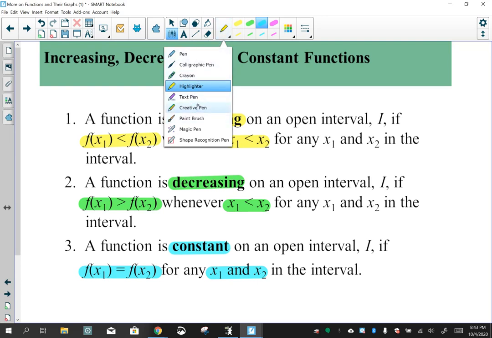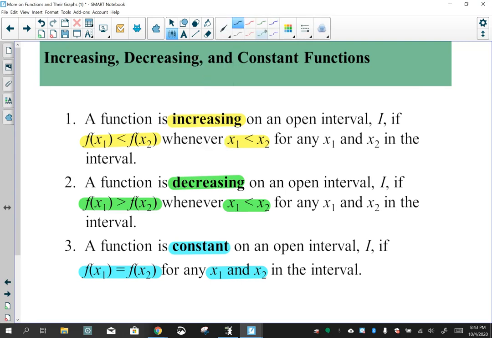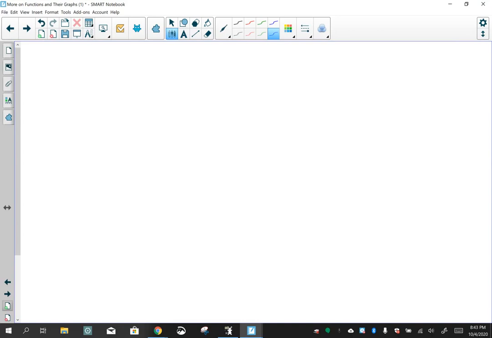Now, on some of these, you might actually have to prove that it's increasing, decreasing, or constant. In order to be able to do that, you need to remember this formula right here: y2 minus y1 over x2 minus x1. So if they ask, am I increasing, decreasing, or constant over this interval, you are literally going to use the slope formula to prove that.